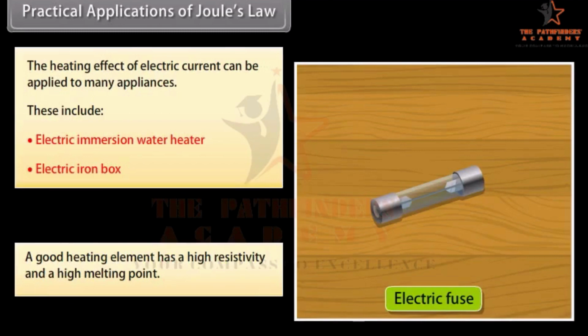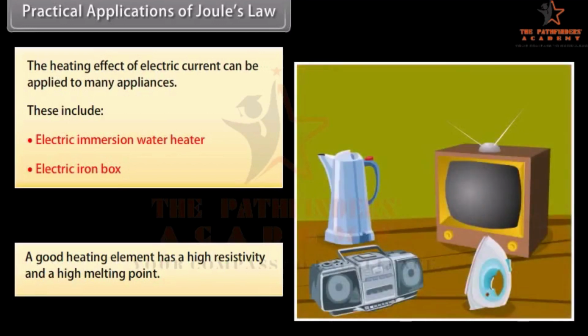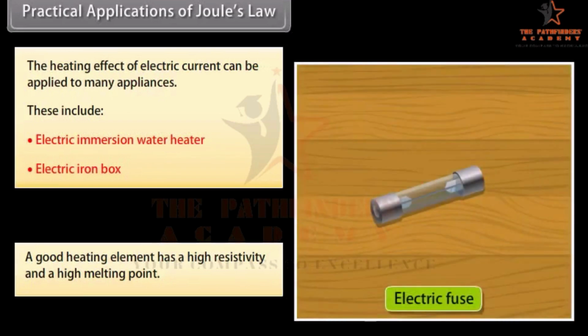For example, an electric fuse is an example of the heating effect of electric current. The rating given as 3A of an electric fuse states that the maximum current it can sustain is 3 ampere.